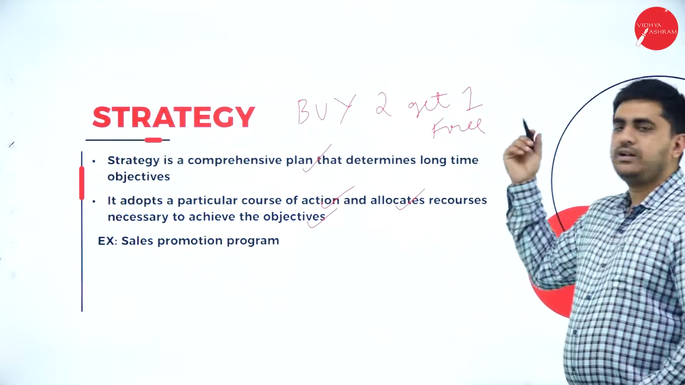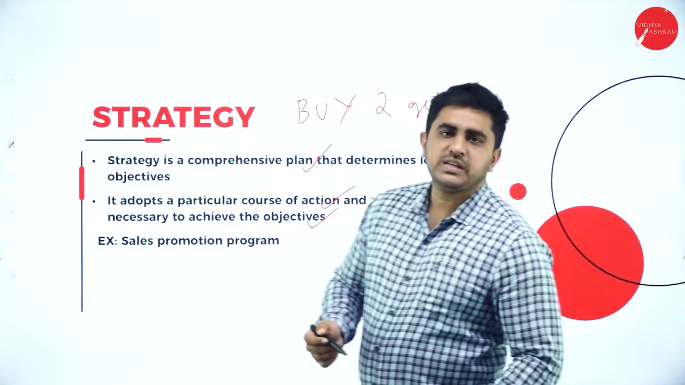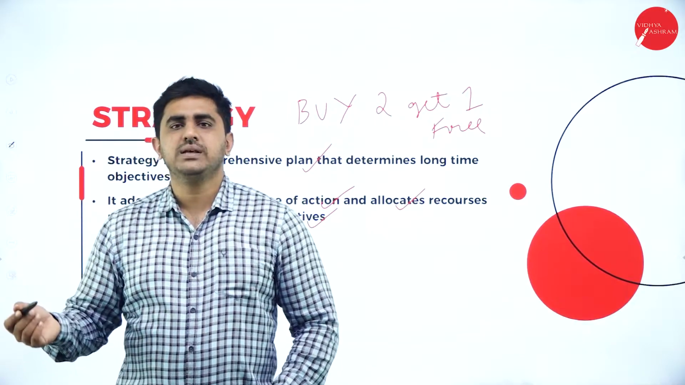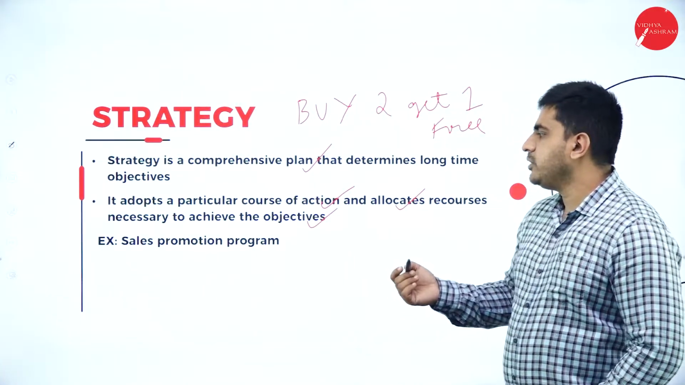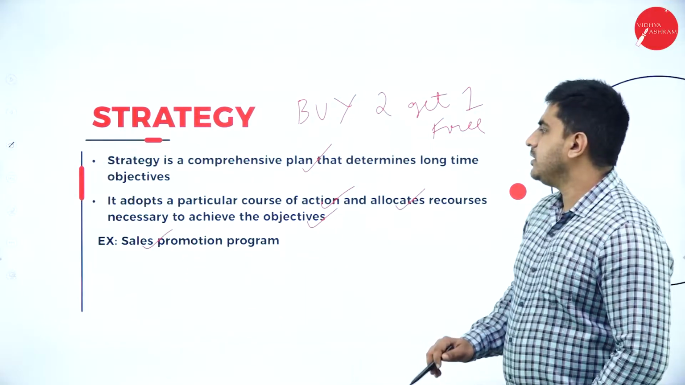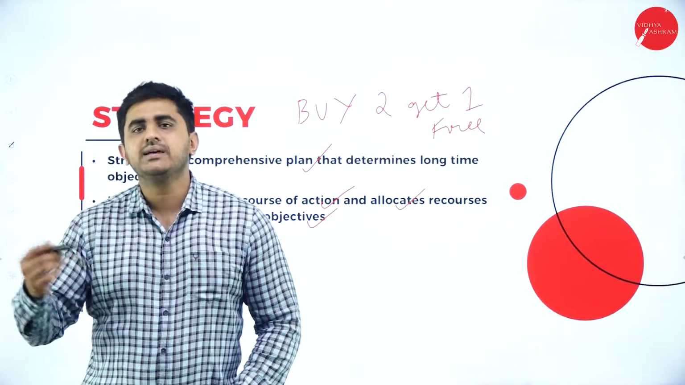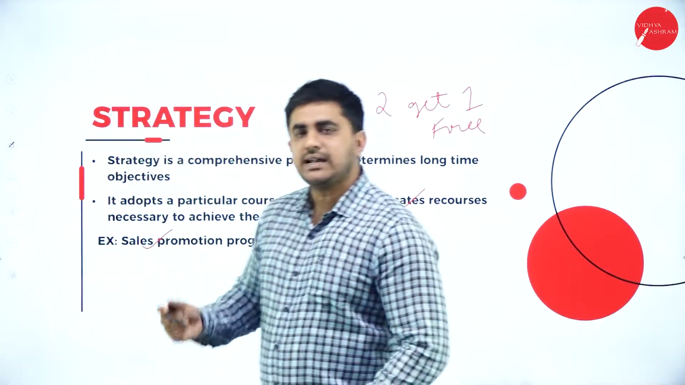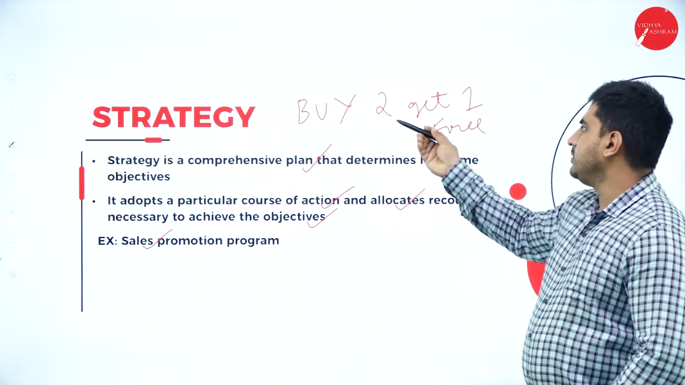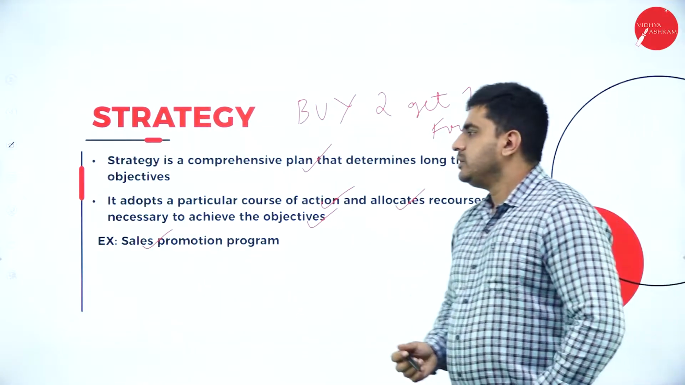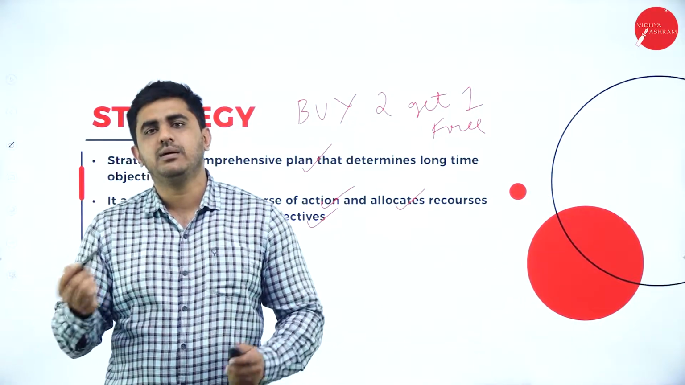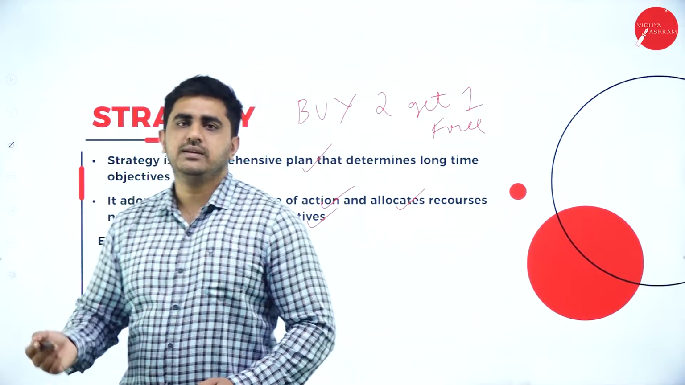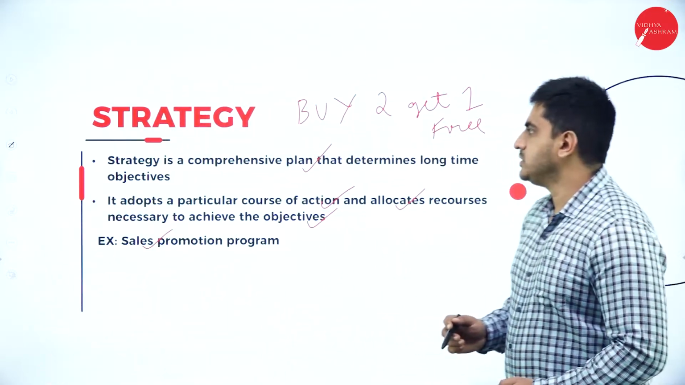Buy 2 get 1 free, or shop for rupees 5,000 and get 1,000 rupees off. This is strategy. With this strategy, what you are doing, you are promoting the sales. Or buy a shampoo, you get a face wash free. So these are the strategies. So you buy 2, you get 1 free, or you purchase any product for rupees 10,000 and you get a product worth rupees 2,000 free. These are the strategies that are used in planning.